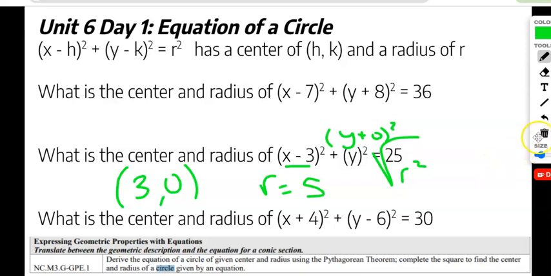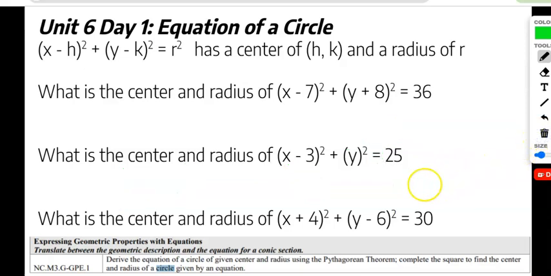So what's the center and the radius? Hopefully maybe you can pause the video and think about it for a second. Well, hopefully you said that the center is at negative 4 and positive 6. Meanwhile, the radius is the square root of 30. And again, 30 is not a perfect square, so I'd rather just leave it as square root of 30, which is exact. Of course, it'd be maybe 5.5 or so, give or take, for the radius.